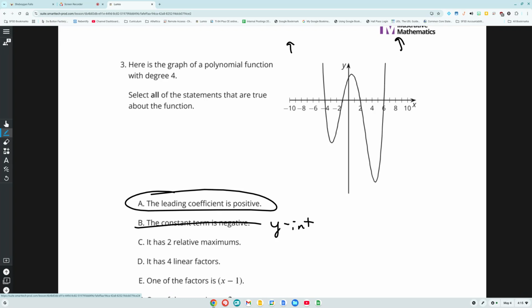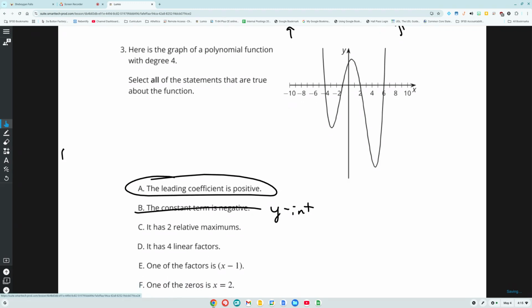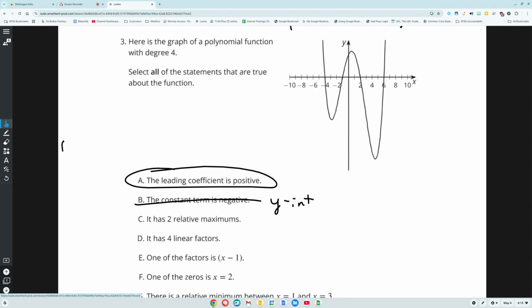C says it has 2 relative maximums. As I'm looking at this graph, a relative maximum means it's a point where it kind of tops out. And I can clearly see one of these maximums, but I don't see anything else. So there's only one relative maximum. D says it has 4 linear factors. Well, the 4 linear factors correspond to the 4 zeros. And in this case, there are 4 zeros, so that checks out.